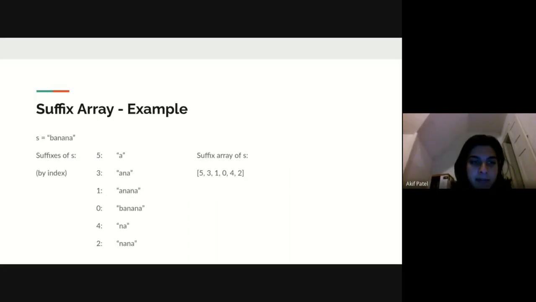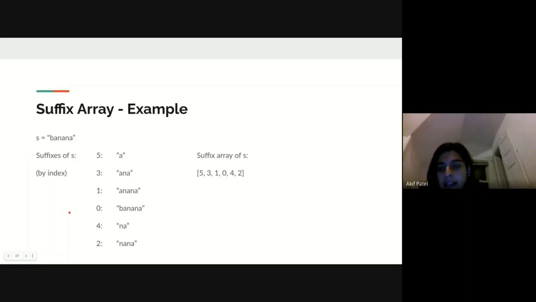That makes sense. We have an example here for the string banana. The suffixes of s are this. The suffix starting at 0 is the entire word banana. Then at 1, it's A-N-A-N-A. Then at 2, it's N-A-N-A. At 3, it's A-N-A. You can see it's all the suffixes. And if we just sort these strings, we get the suffix array. Except we don't want to store this as is because it's quadratic space. So we sort the indices at which they start in this order. So it's 5, 3, 1, 0, 4, 2.